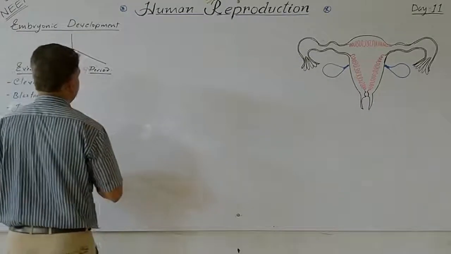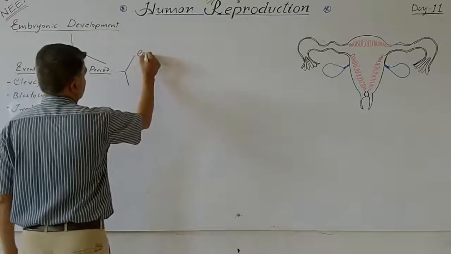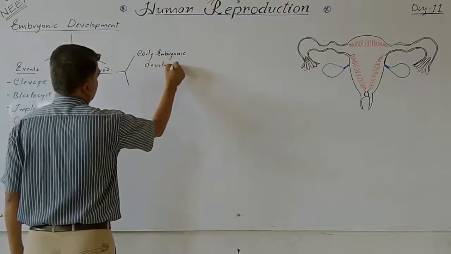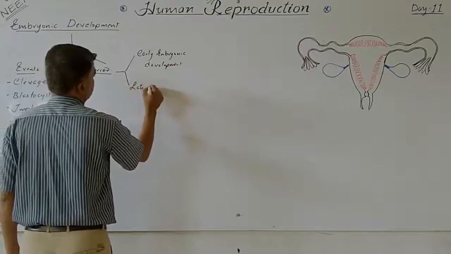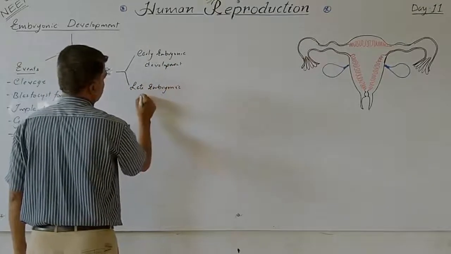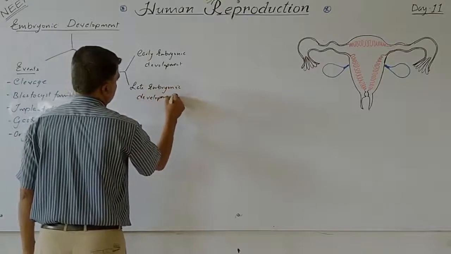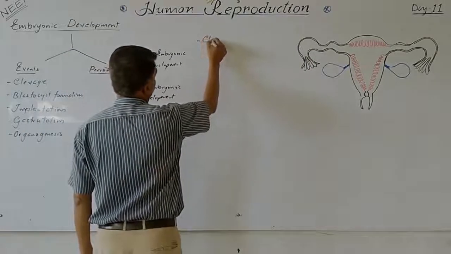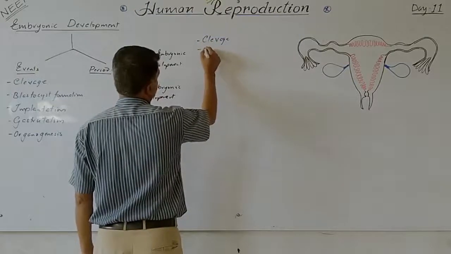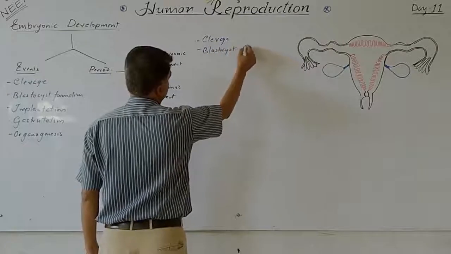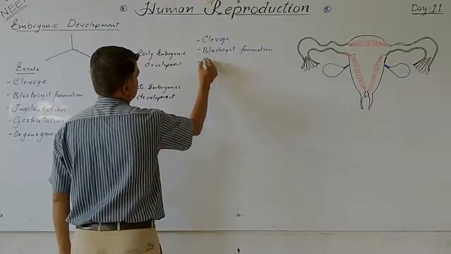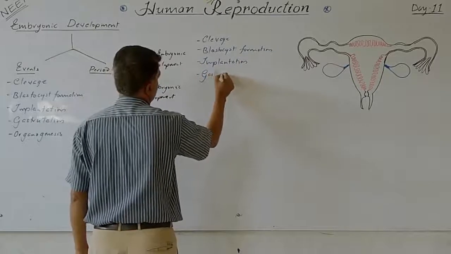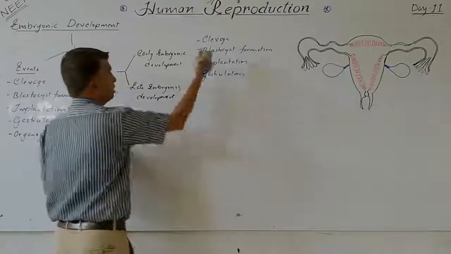The period is again divided into two periods, that is the early embryonic development and the late embryonic development. Early embryonic development means, what will it include? It includes cleavage, blastocyst formation, implantation and gastrulation. These are all early embryonic development.